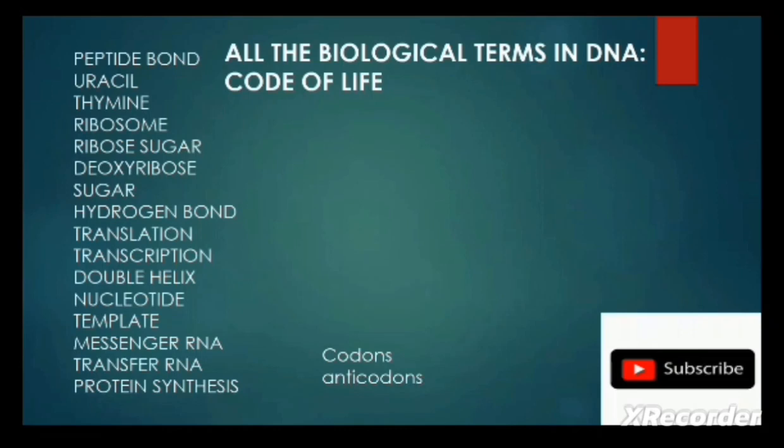Translation is the second process of protein synthesis. Transcription is the first one that happens in the nucleus. Double helix is the natural shape of DNA. They will ask you this in your biological terms. The nucleotide, we talked about it. It's the one that has phosphate, sugar, and nitrogenous base. And then we have a template. A template, we didn't talk about it. We have messenger RNA. That is the RNA that is made by one strand of the DNA that is used as a template. The strand that is used as a template is that strand that forms the messenger RNA.